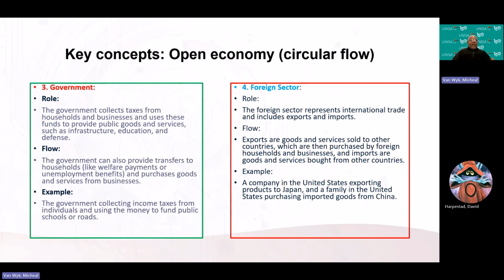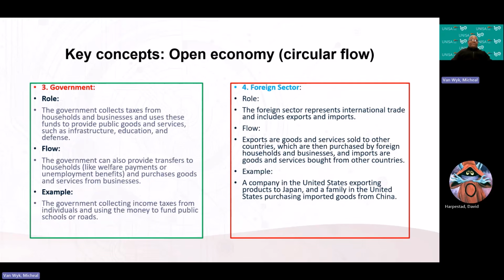Now, what is government's flow in this whole transfer to households? Government is making welfare payments. You understand the pension, the old age pension, the SD grants, where people who are unemployed go to offices and withdraw. And government also purchases goods and services from business. That you must also understand.